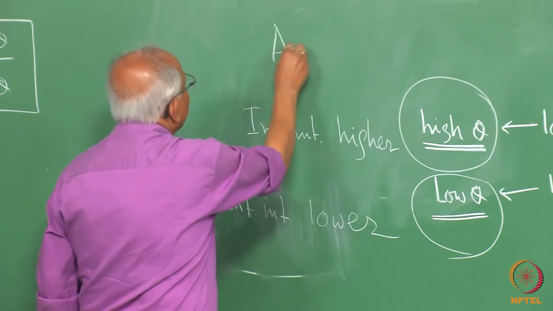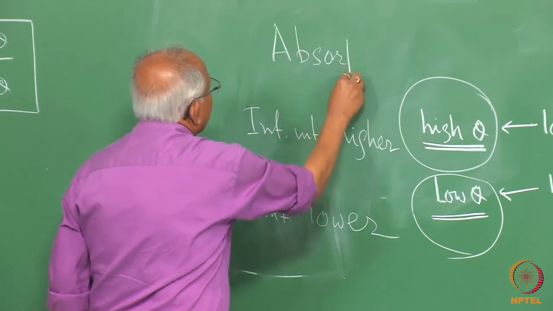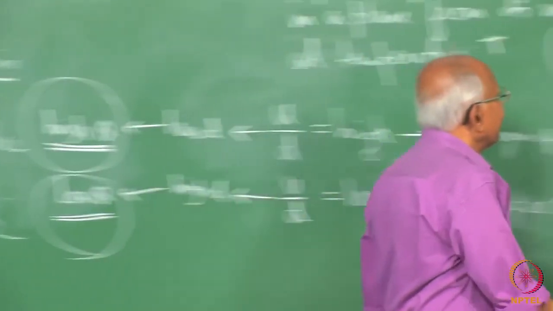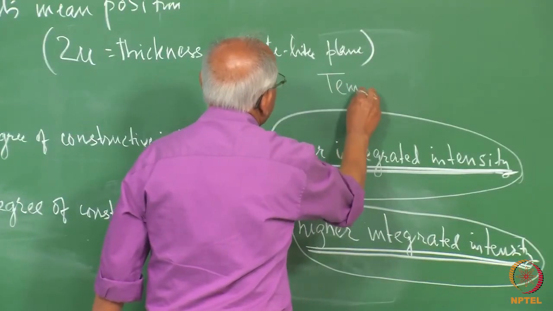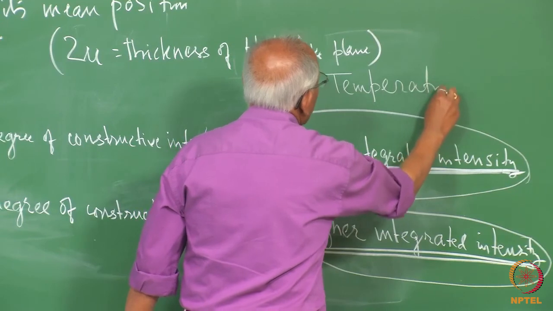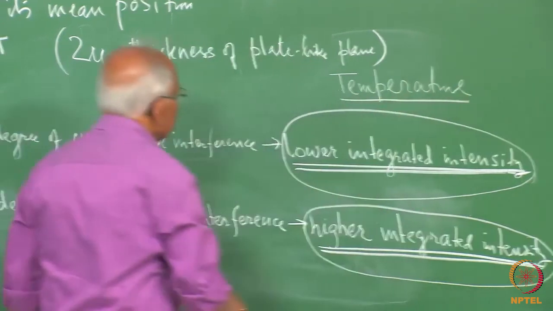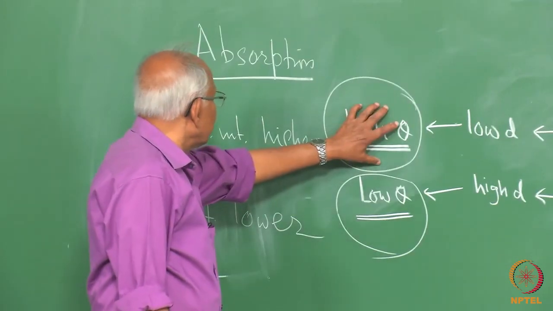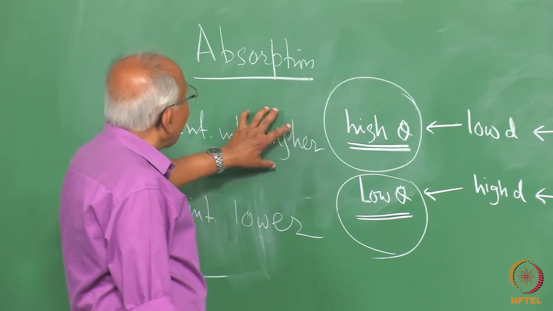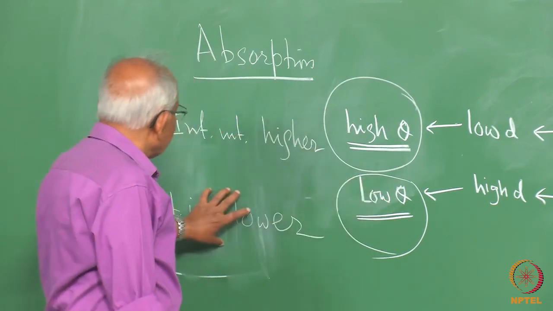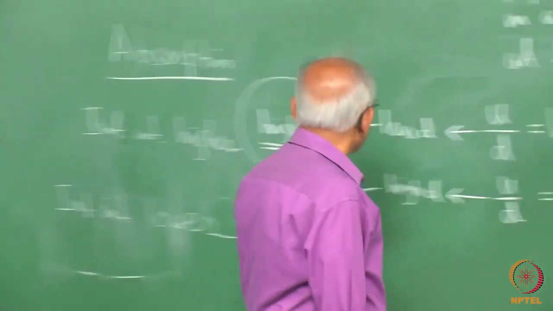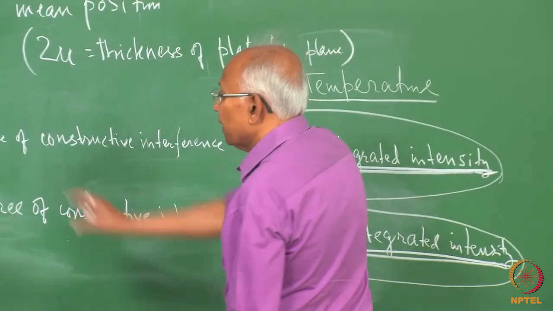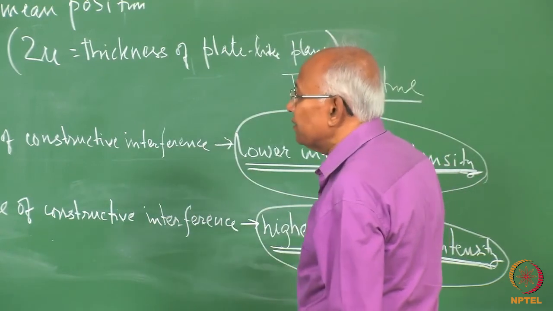So, this is due to the absorption in the specimen, and this is due to the temperature factor. So, due to absorption, high theta lines will have higher intensity and low theta lines will have lower intensity, and due to high temperature, high theta lines will have lower intensity, and low theta lines will have higher intensity.